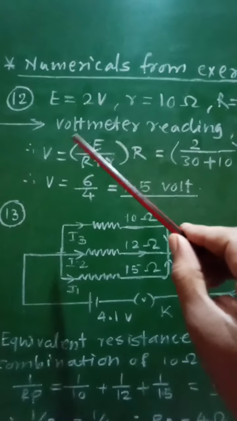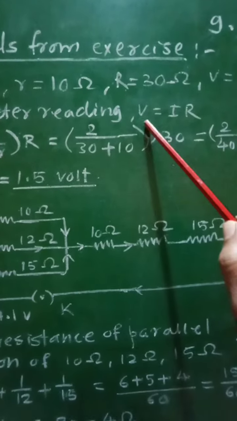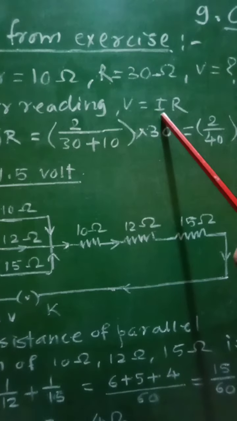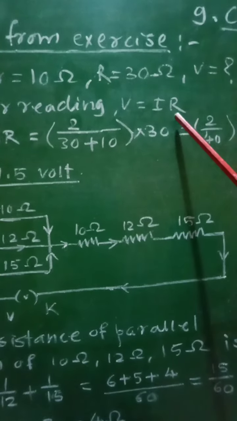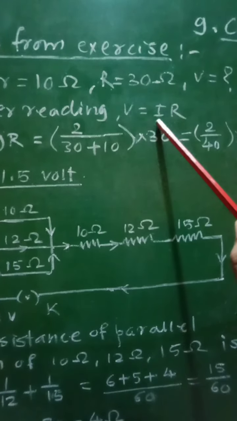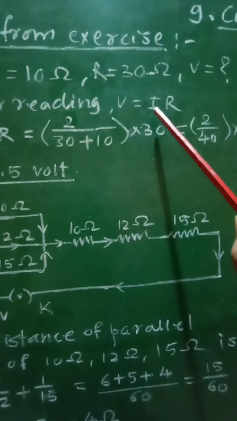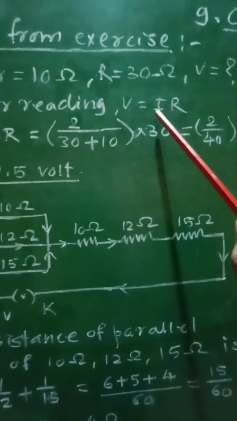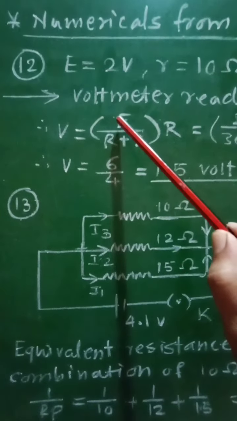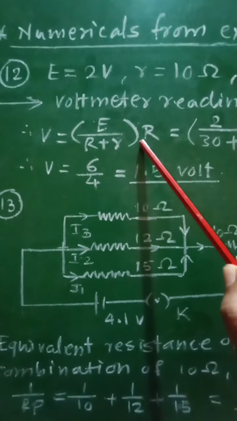Now the voltmeter reading will be given by the formula phi equal to IR, where I is the current flowing through it and R is the resistance of the voltmeter. But the current flowing through that circuit will be given by applying Ohm's law to the complete circuit, that is I is equal to E upon R plus r, and therefore phi will be given as E upon R plus r, that is I into R.